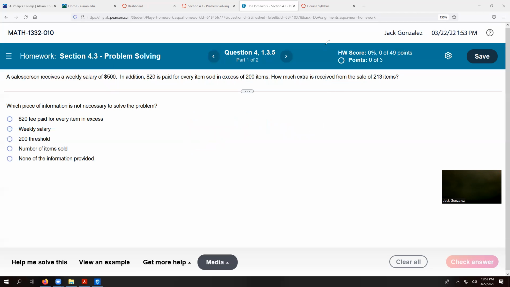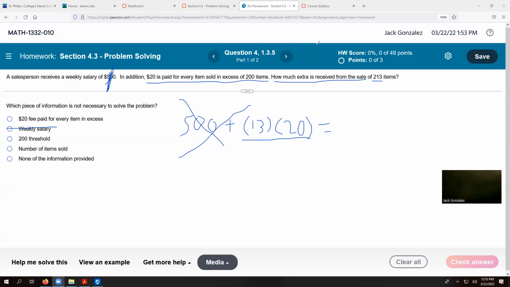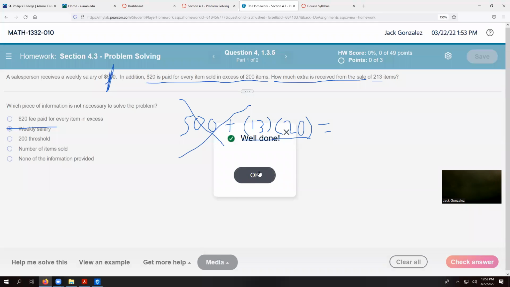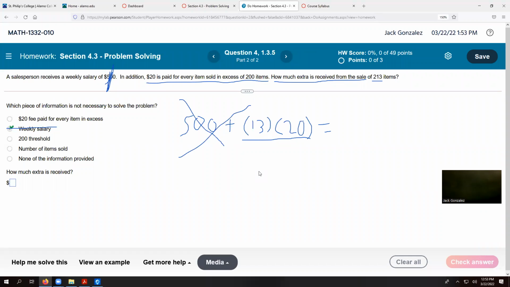Okay, so let's try it. You will have a question and they're just going to ask you, what is unnecessary here? And you just say, oh, well, this piece. Then the next part, they say how much extra is received, and you multiply 13 times 20. Nothing crazy.